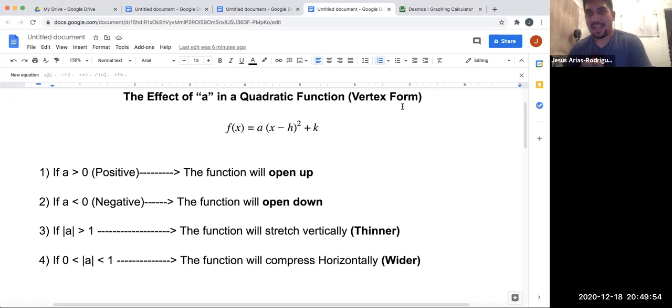I hope this helps, and I hope that you know how to tell the different changes that happen to the shape of this quadratic function whenever the value of A changes to any specific value.